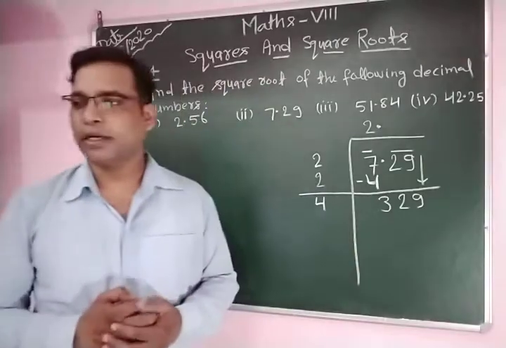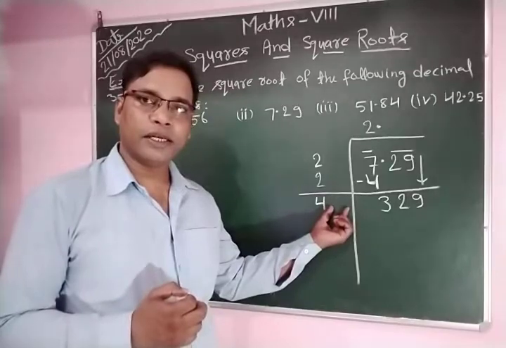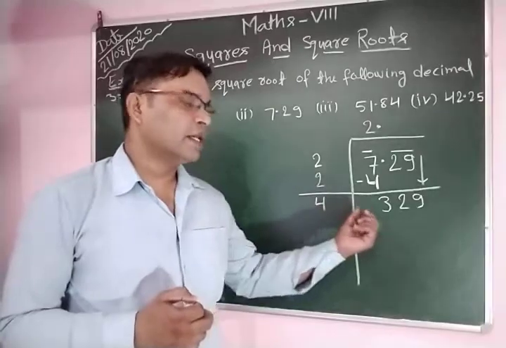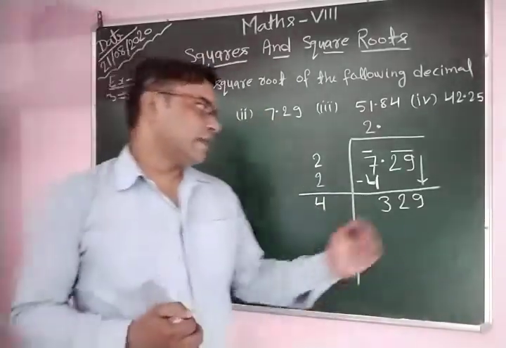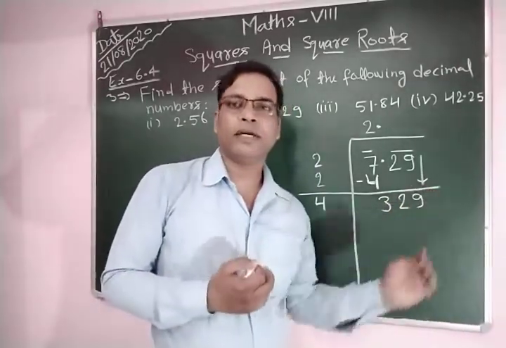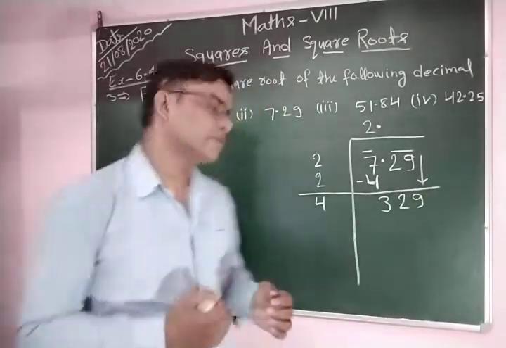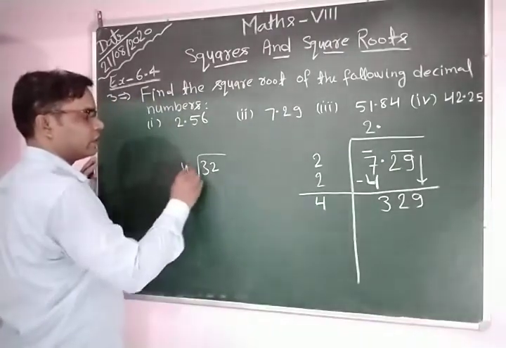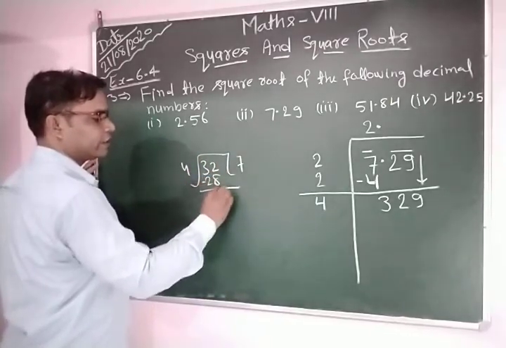And now we select a number, which we fill here, and that number multiplied by this new divisor that we obtain should be less than or equal to 329. So for this we hide this 9, and you can see here 32 only. If you divide 32 by this 4, then your quotient is 7, 28. Okay, this is your 4.